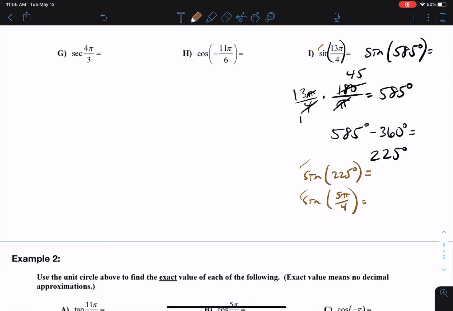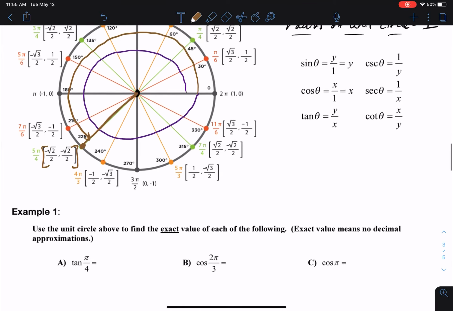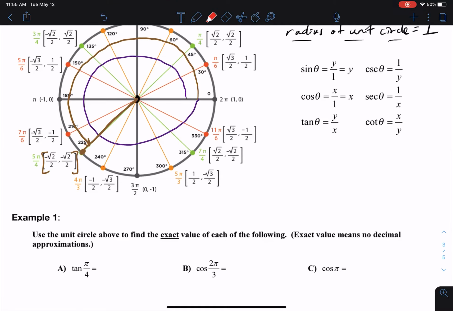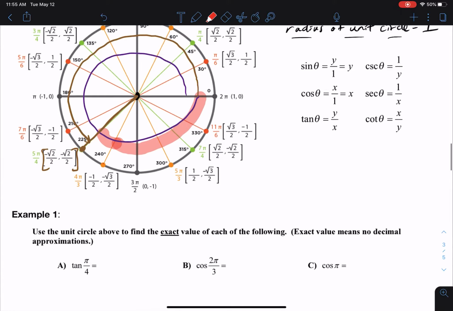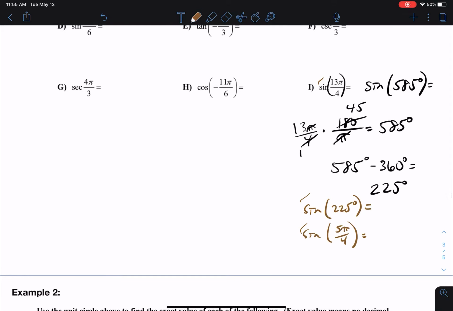Or you can go in the negative. This is also the same thing as negative 135. All of these will have the same answer because they end up at the same coordinates. So now let's go back, erase this stuff, and finish it out.